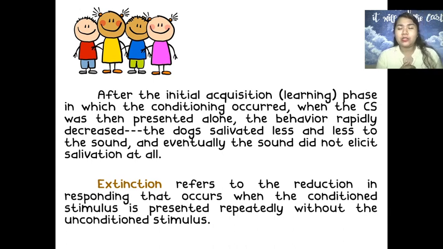So, ano nangyari? Since natuto na yung dog na kapag may ring yung bell, alam niya automatically na may food na darating, nagkakaroon siya ng conditioned response, nagsasalivate agad siya kahit na marinig niya lang yung ring ng bell. Pero yung ginawa ni Ivan Pavlov, sige lang siya sa pagri-ring ng bell, pero hindi rin siya nagbibigay ng food. So, ngayon, yung dog, nag-decrease yung kanyang response of salivation, kasi iniisip niya na, ay, wala namang food, sige lang ang ring ng bell, pero wala namang food. So, eventually, hindi na siya totally nagsasalivate or naglalaway. Reduction in responding that occurs when the conditioned stimulus is presented repeatedly without the unconditioned stimulus.